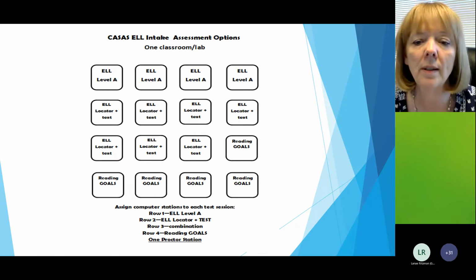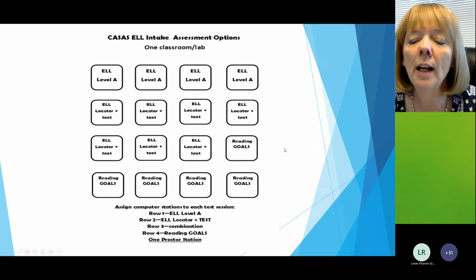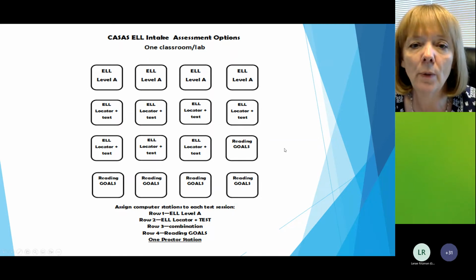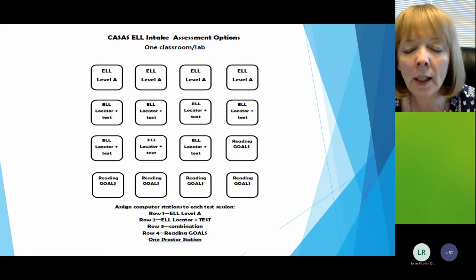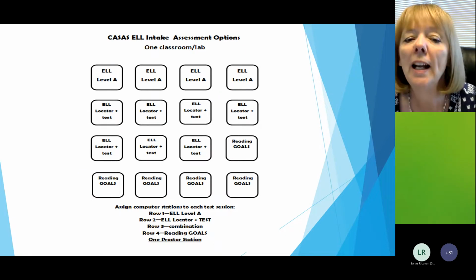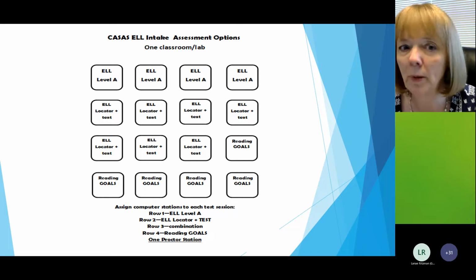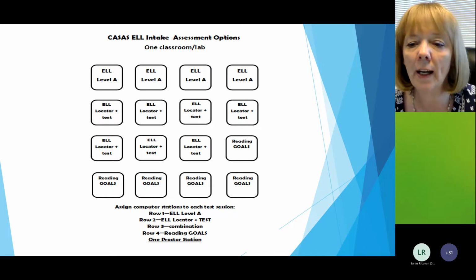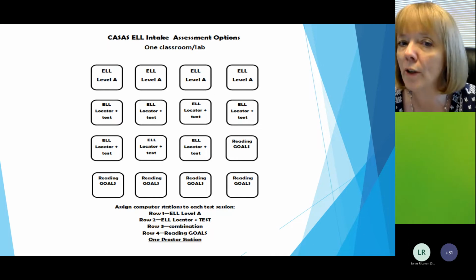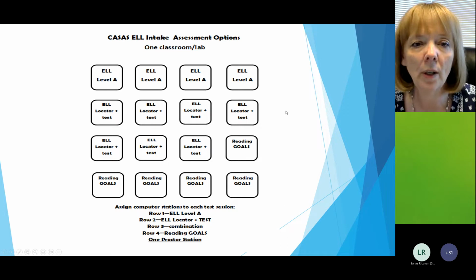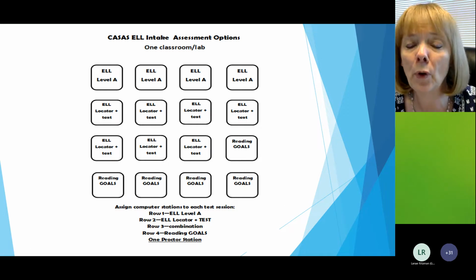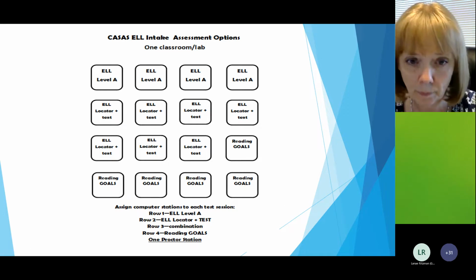So that's fewer sessions. But if you're an ELL student, there are 3 choices that you have. You can have level A. That's for students that you've gone through the screening process with and you know that they are probably a level A. You've asked them the questions, you've watched as they filled out their intake forms, and you can see that they're a level A and you don't want to put them through the trauma of a locator.